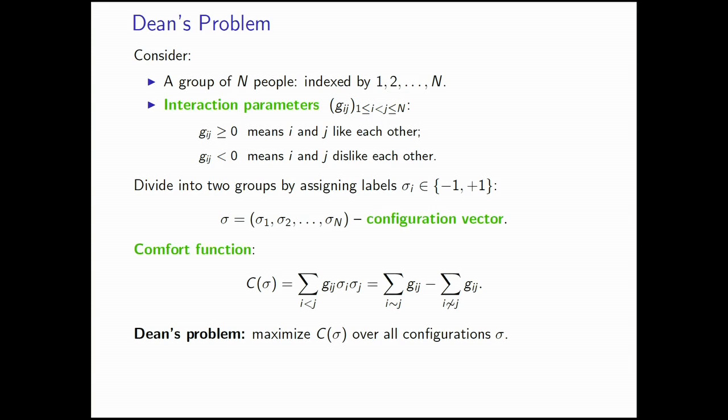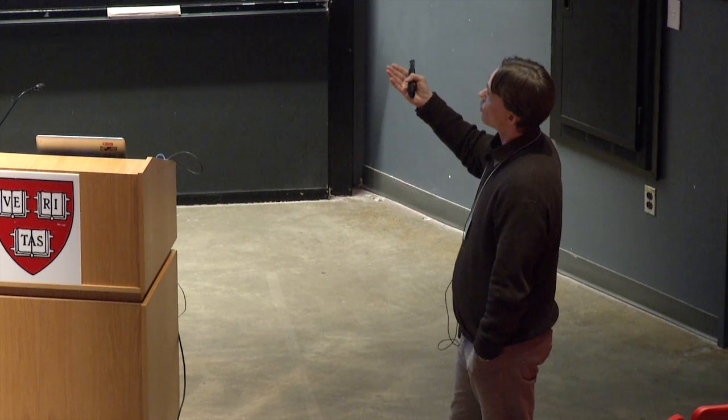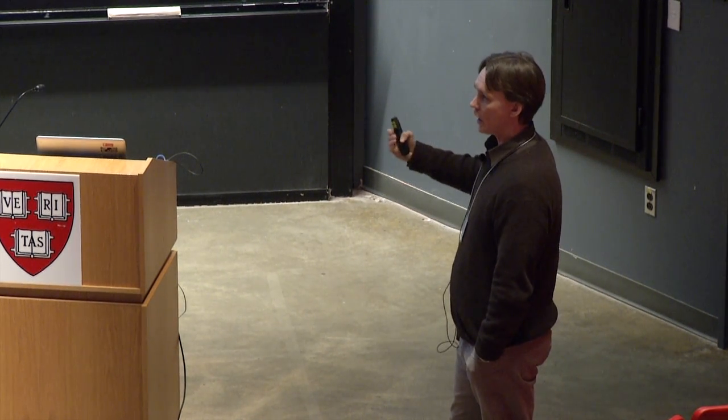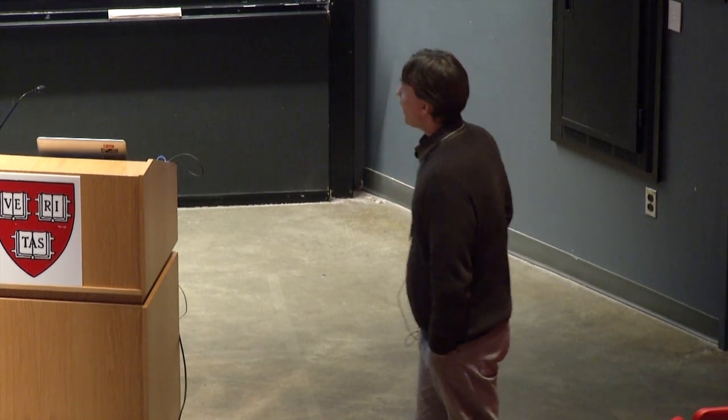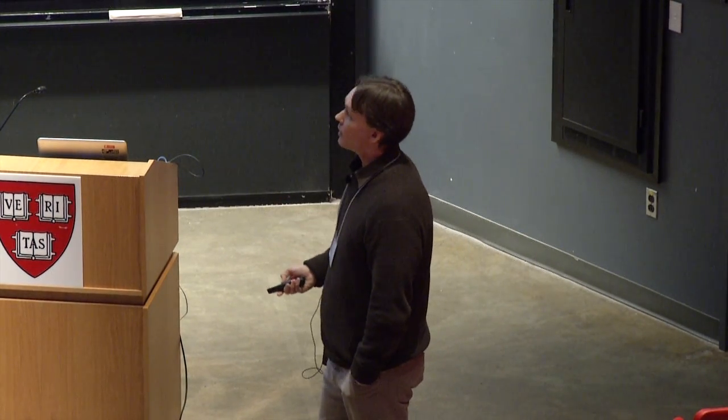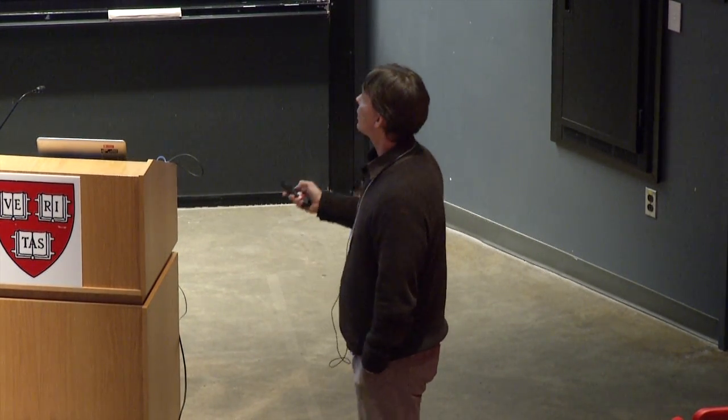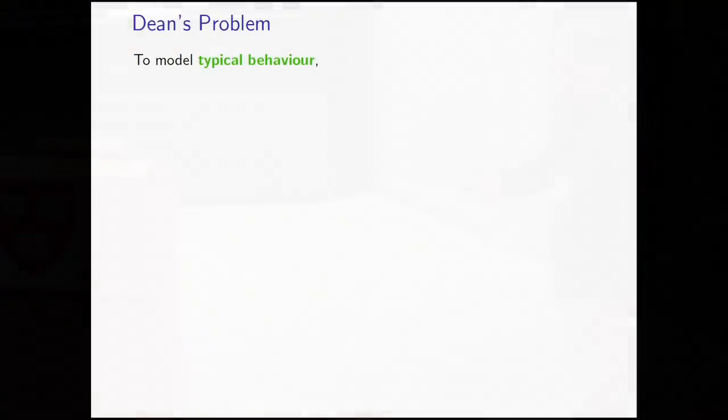So if you look at this, the objective is pretty clear, because basically you want to keep the positive interactions as much as possible within the same group and place as many negative interactions as possible in between groups. And we will be interested to understand the maximum of this comfort function, but not for any particular choice of parameters, but in a typical situation.